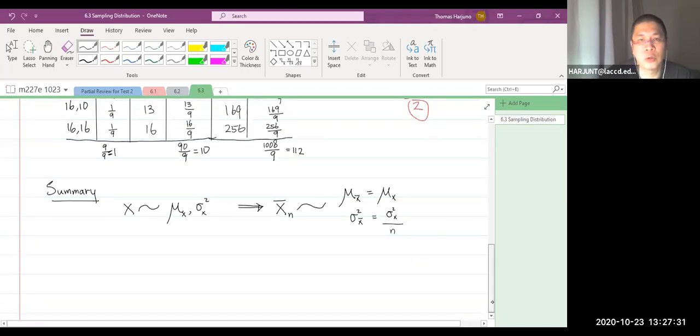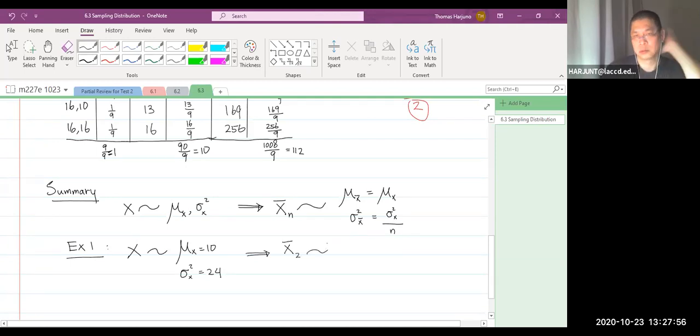Okay, let's see. To summarize what we had earlier, going back to example 1, our x has mean equal to 10 and variance equal to 24. Then what can we say about our sampling distribution of size 2? It will have the same mean, but the variance will be the original 24 divided by 2. Where do you get that 2 from, Thomas? From sample size.